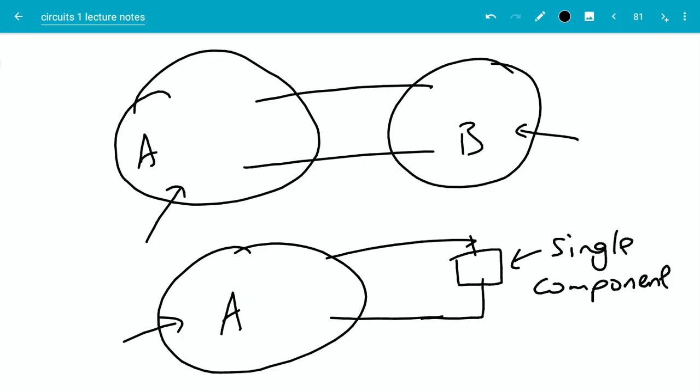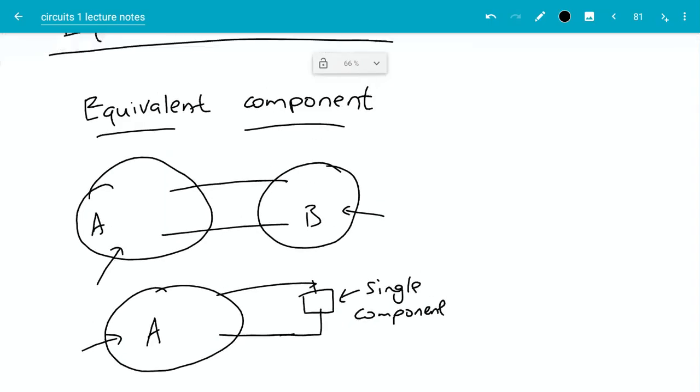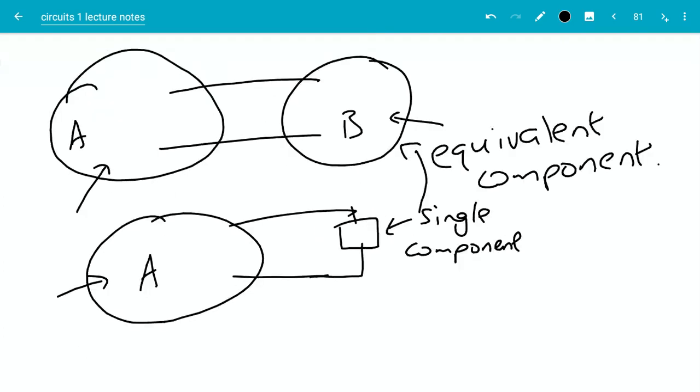All right, so if I can do that without changing anything in A, that means all the voltages and currents remain exactly the same when I replace B with this single component. If that happens, then this component is called an equivalent component of the part B. Equivalent component. So the question arises: when can I actually find such an equivalent component?